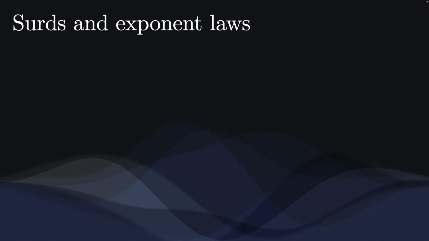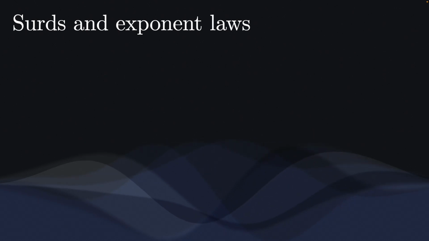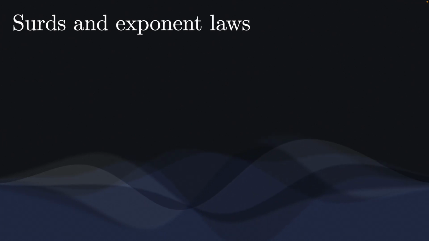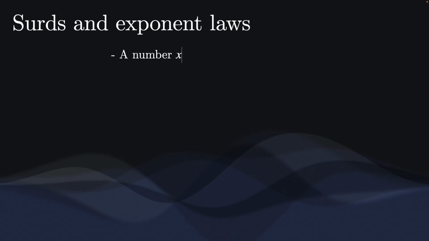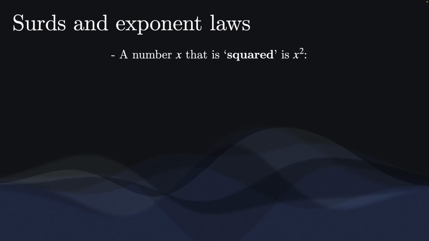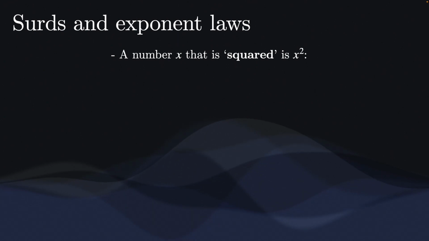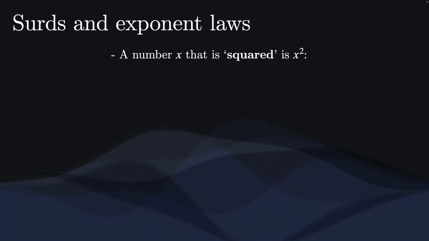So we have a few more laws. But before that, I want to go over a few definitions. So first things first is a number that is squared. Really, a number that is squared is just x squared. Now you don't really need to know this, but I think it's pretty cool to understand why we say that. And we say that because, well, a square is a shape with 4 even sides. All the sides are the same, right?